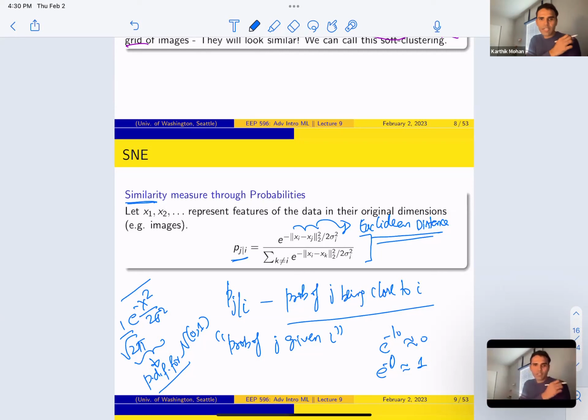This is also connected to the Gaussian kernel. The Gaussian distribution also has this property, e to the negative x squared over 2 sigma squared. That's what we see here. So if you have n images, you can form all these pairs, n squared pairs, and compute this, define this probability.